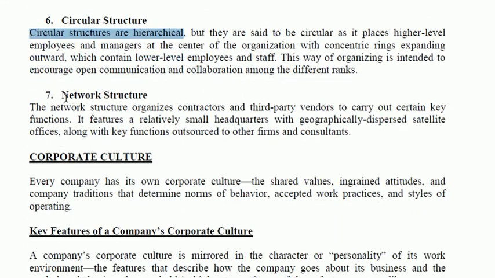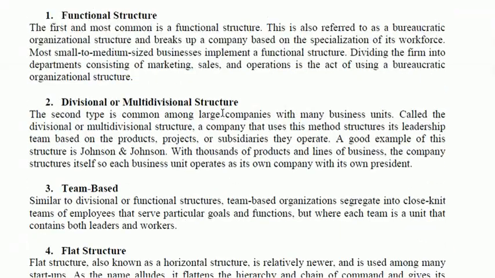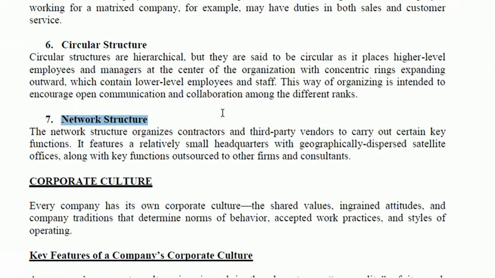And then the last is the network structure. A network is built when there are third parties, or when the products being manufactured are given to outside vendors, and then there is communication with them. Within the organization a network is built with the outside employees or outside vendors. If that is the case, it is called a network structure. So these are the different kinds of structures of an organization. There are seven structures.